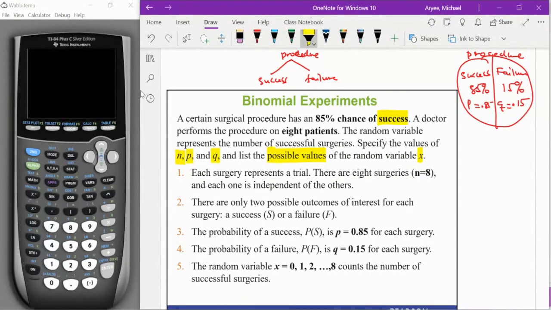Now, the question indicated that we have 8 patients, so your n is 8. The number of people in the sample is 8, or the repetition is 8. And we assume that each patient is independent of the other. In this question, ask yourself what the experimenter is interested in: the successful surgeries. For each patient, the outcome could be a successful surgery or a not successful surgery, which we are calling a failure. So when I say a failure, it means the surgeries that were not successful.